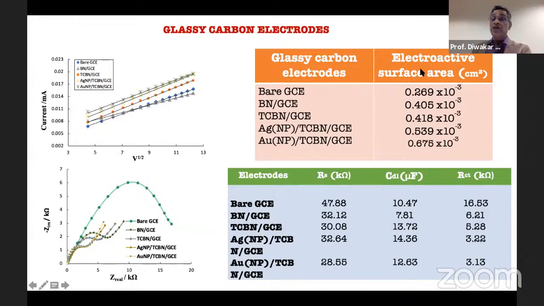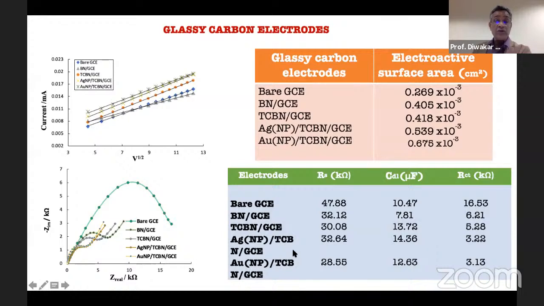With that, we have calculated the surface area. If you try to see the surface area, significantly, the surface area has been increased compared to the bare GCE, glassy carbon electrode. The surface area has increased almost 3 times. On the other hand, if you look at the Nyquist plot, which is giving the semicircular behavior, we can see that significantly this has been decreased.